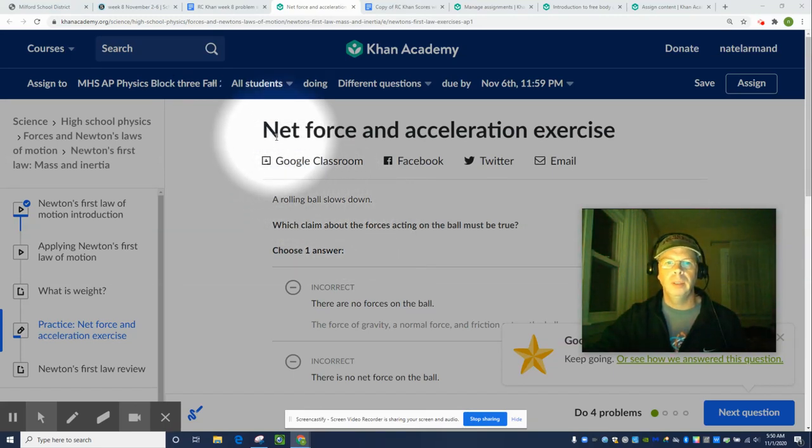I'd like to do a Khan Academy problem from a set called Net Force and Acceleration Exercise. A rolling ball slows down. What claim about the forces acting on the ball must be true?